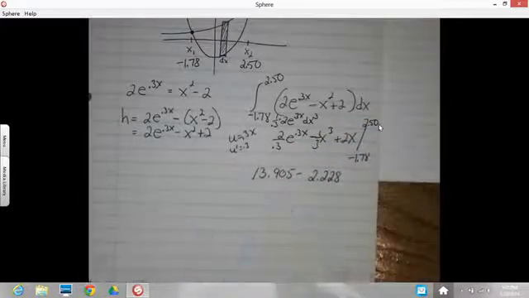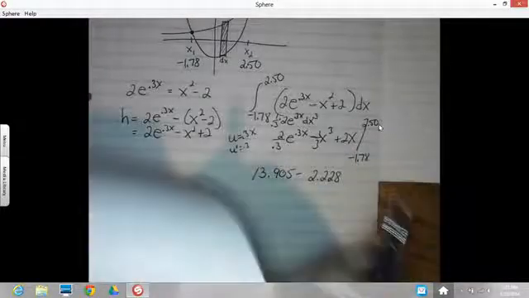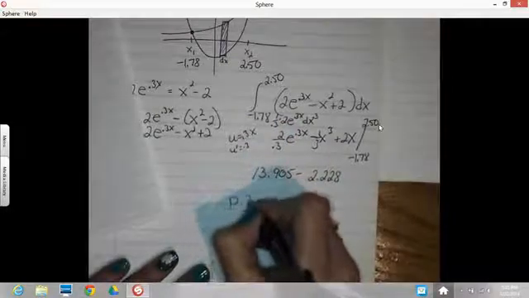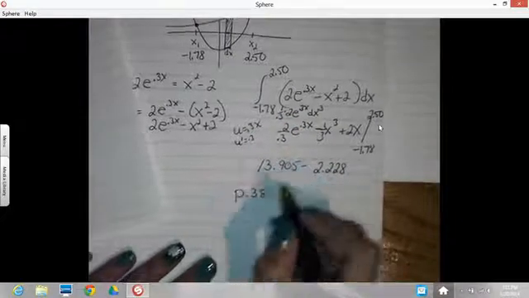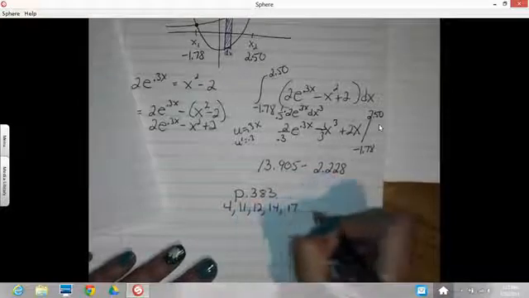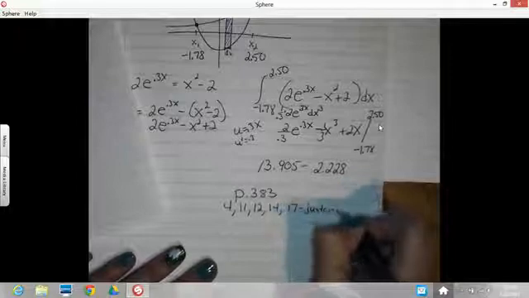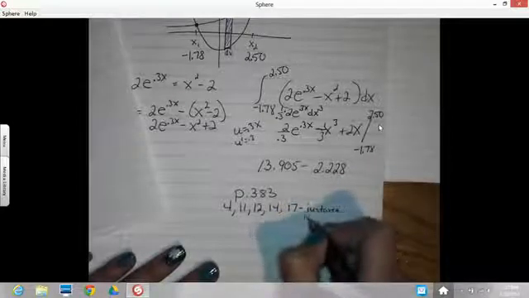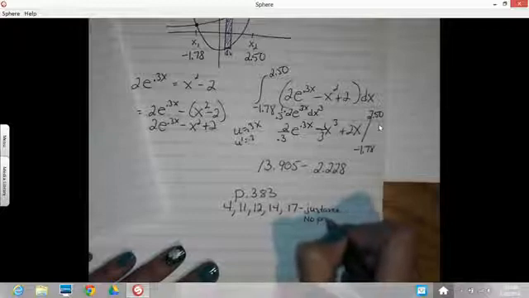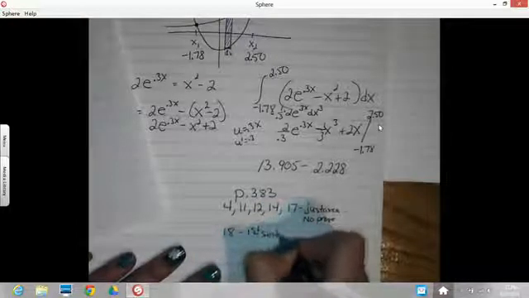And then the homework for tomorrow, page 383, problems 4, 11, 12, 14, 17, just the area. That's supposed to be 2 words there. There's no proof. No proving on that one. Number 18, just the first sentence. And number 22, just the first sentence.